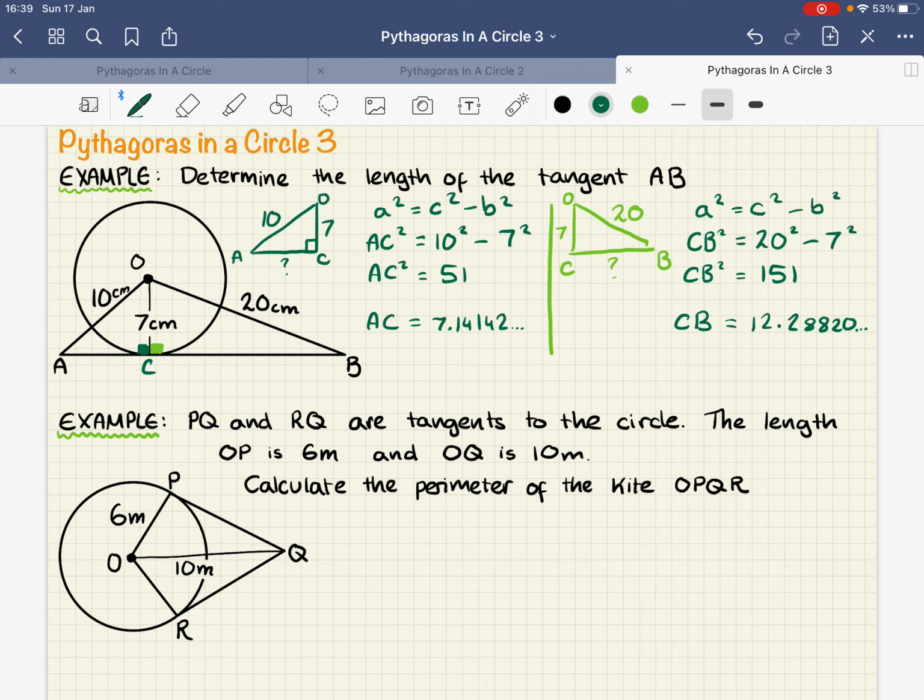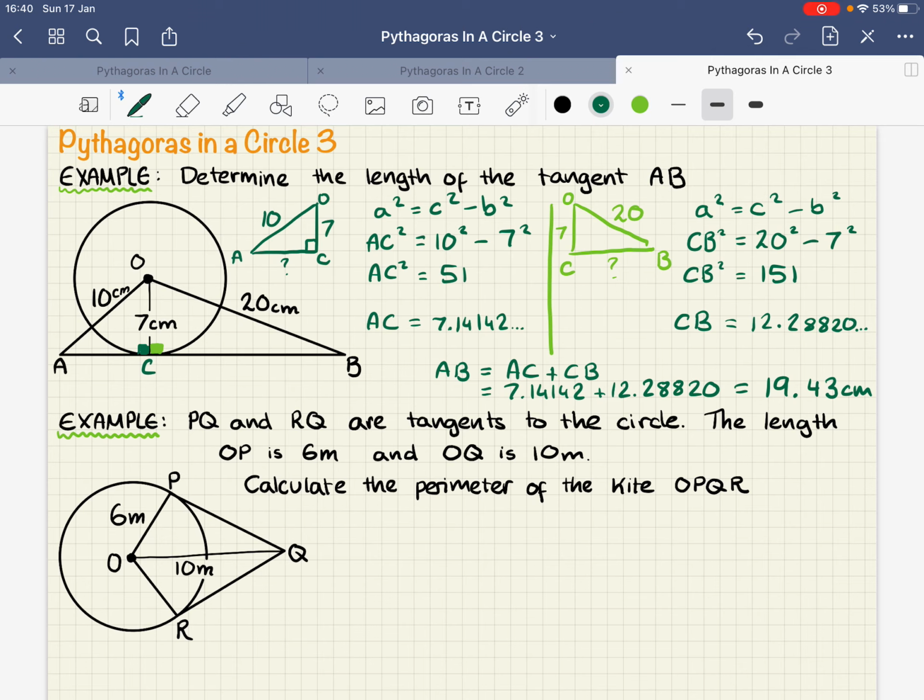So then my total length, so my AB, that's going to be the same as AC plus CB. So that's 7.14142 plus the 12.28820. Adding that up and rounding it to 2 decimal places gives me an answer of 19.43 centimeters. There we go.